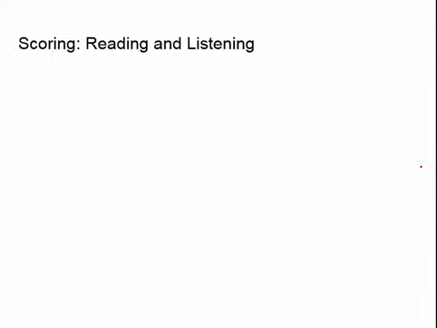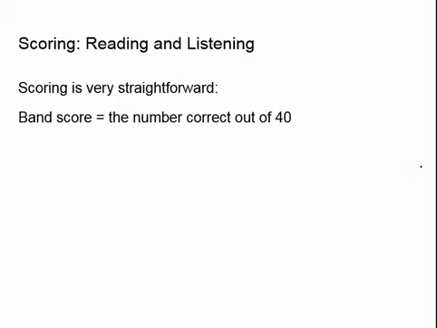Let's talk about specific sections and the scoring involved in those sections. On reading and listening sections, the scoring is very straightforward. You're going to be filling in short answers and multiple choice questions, and the types of questions you receive in that section are pretty direct and standardized. Both sections, reading and listening, will always have 40 questions. And your band score for listening and reading will just be the score you received out of 40.